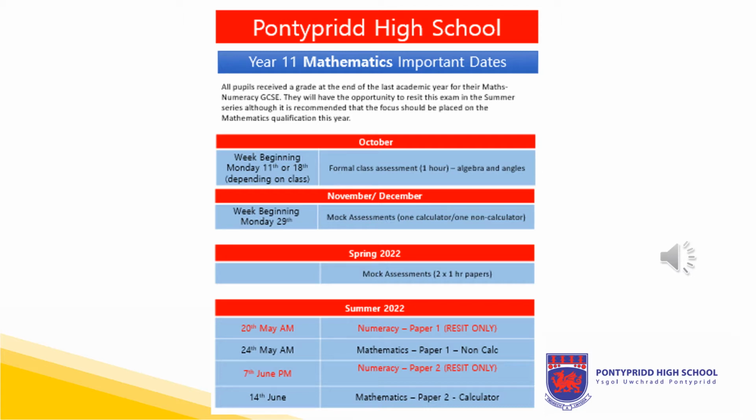As you can see from the bottom of the page, the provisional dates are the 24th of May for paper 1 and the 14th of June for paper 2. I have also added the Numeracy resit dates for any students wishing to resit their Numeracy qualification.